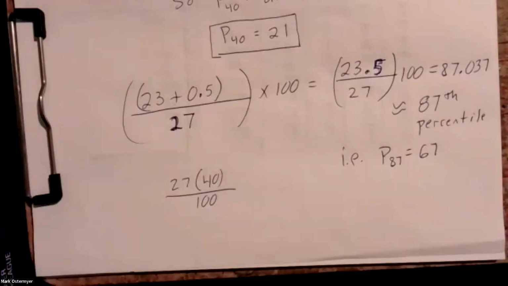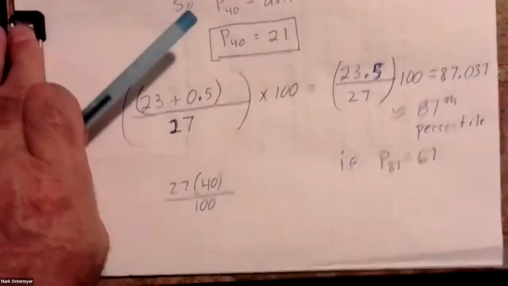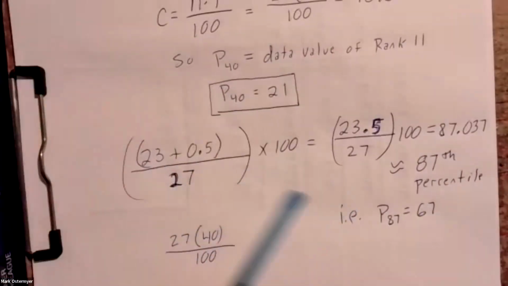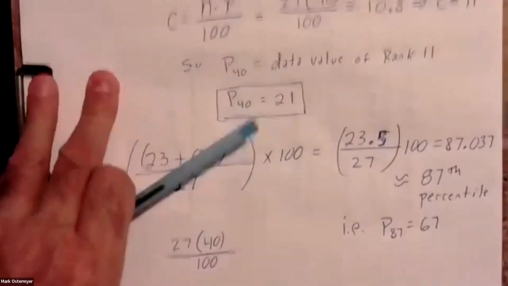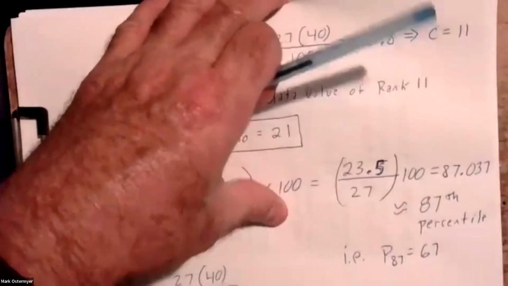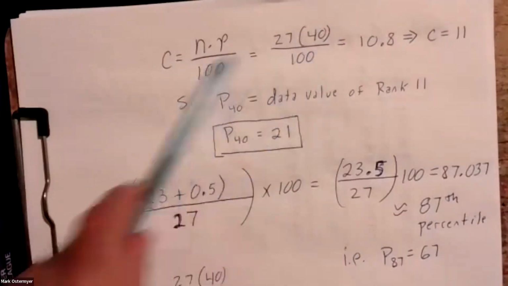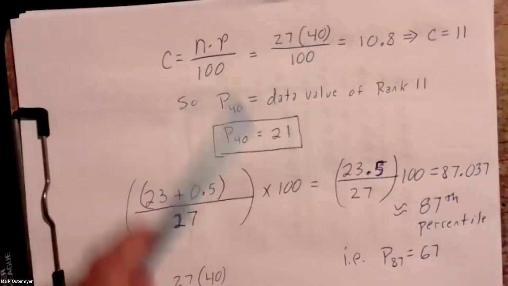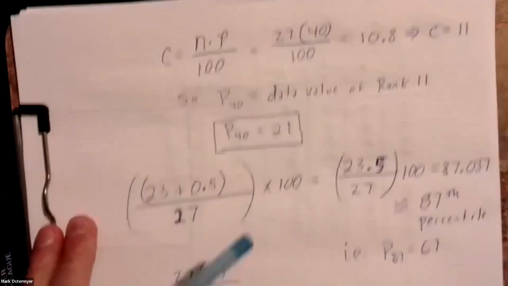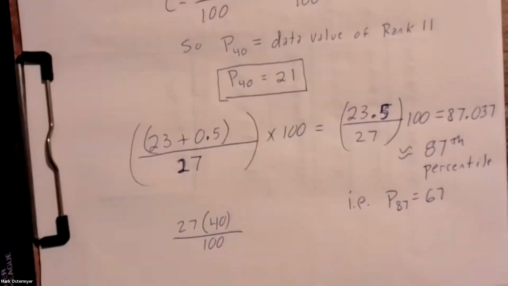Is this making sense, how we're doing these two different types of problems? Here we're being asked to find what percentile a data value is. Up here, we were being asked to find what data value was a particular pth percentile value. Two different questions being asked there. All right, that's good.